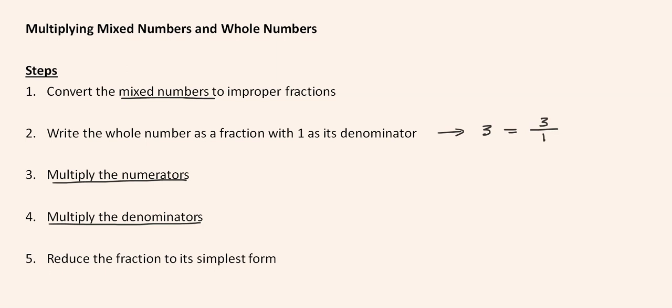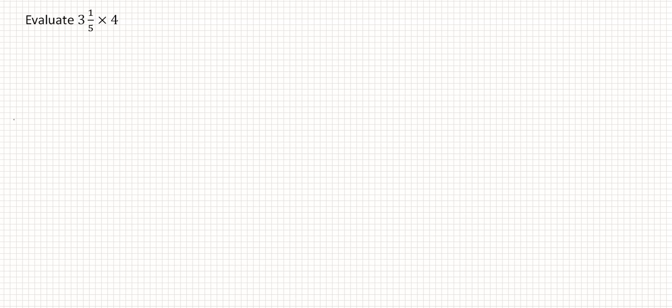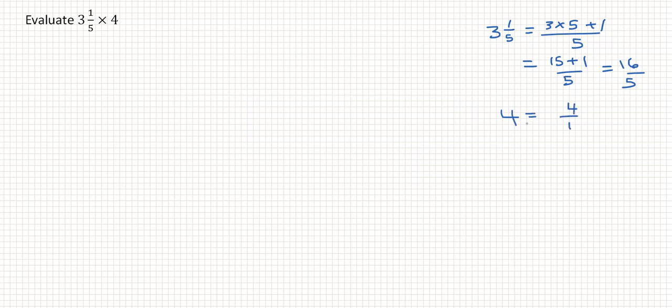Now let's get started with some examples. Evaluate 3 1/5 multiplied by 4. So the first thing we're going to do is to convert 3 1/5 to an improper fraction. So it's 3 multiplied by 5 plus 1 over 5, which is equal to 15 plus 1 over 5, which gives us 16/5. And then we're going to convert 4 to an improper fraction with 1 as its denominator.